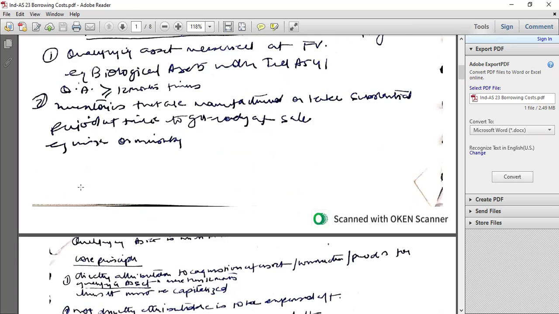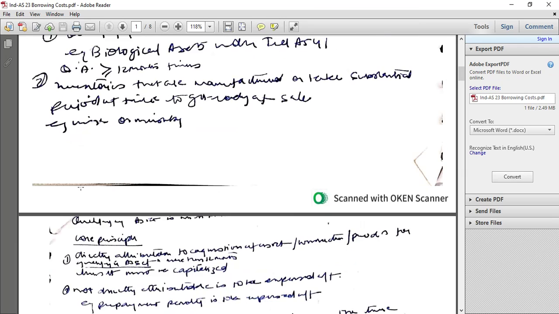A qualifying asset is one which takes more than 12 months to create. Core principal borrowings directly attributable to acquisition of an asset, or construction or production of a qualifying asset taking more than 12 months, must be capitalized. What is not directly attributable is to be expensed. Repayment penalty is to be expensed.